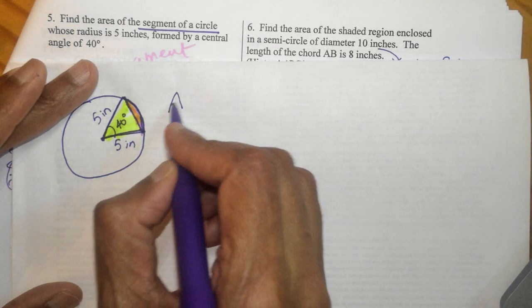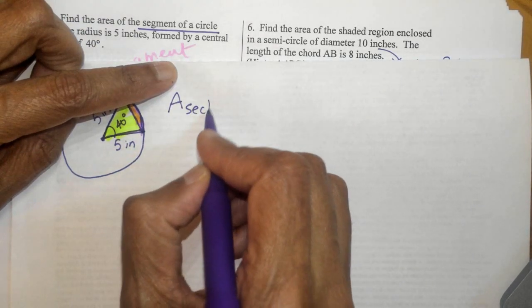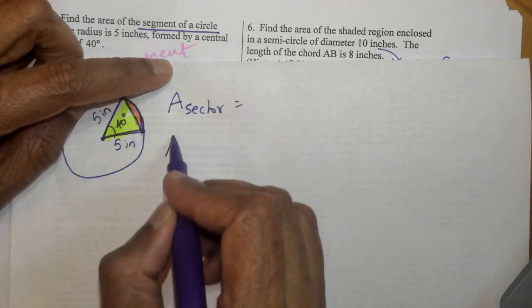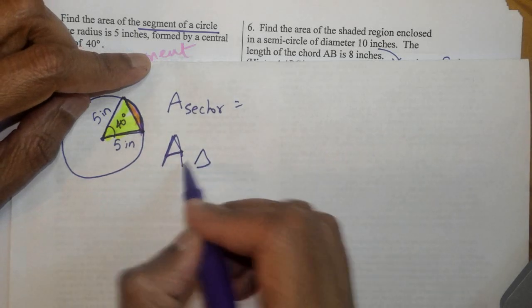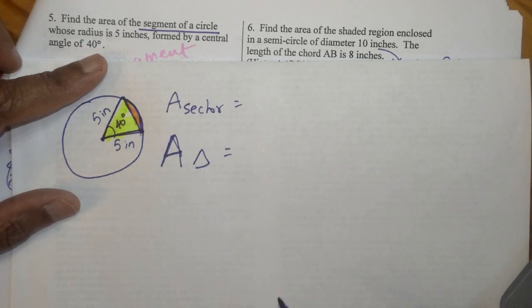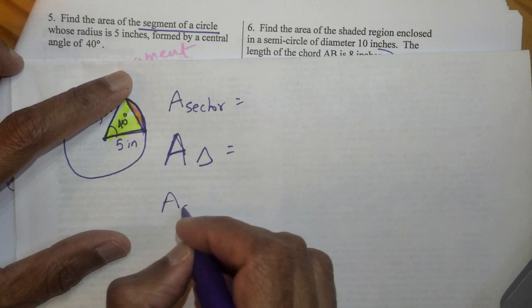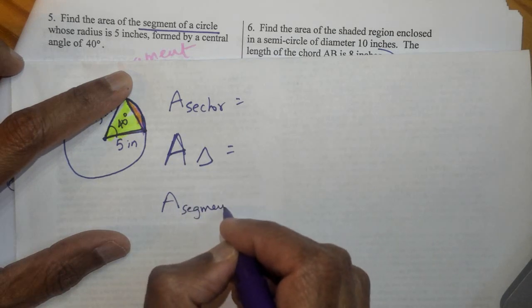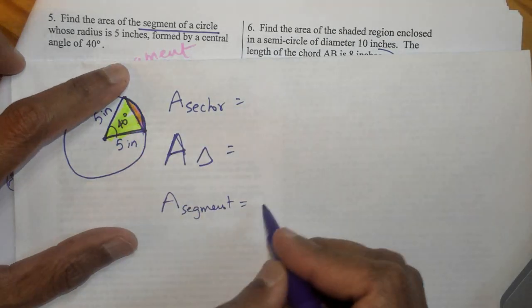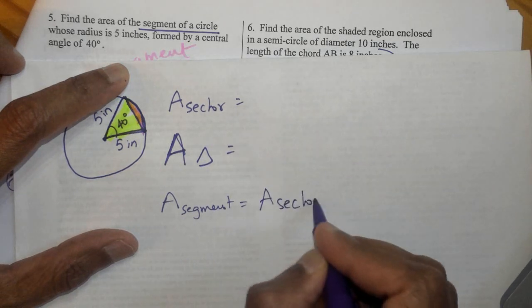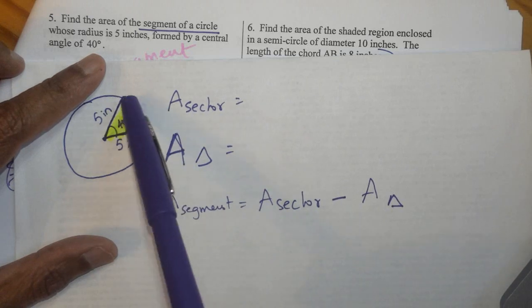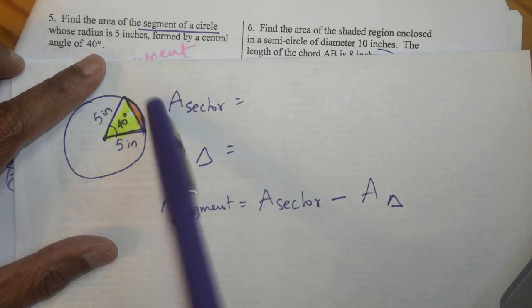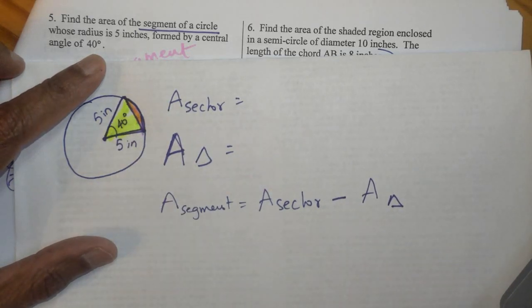So if I can find the area of the sector, and then if I can find the area of the triangle, the yellow part, which I think I can because I have two sides and an angle in between, I will get the area of my segment, which is the area of the whole sector minus the area of the triangle. Is that clear? This pink thing is nothing but the whole pizza slice minus the triangle formed by the yellow.